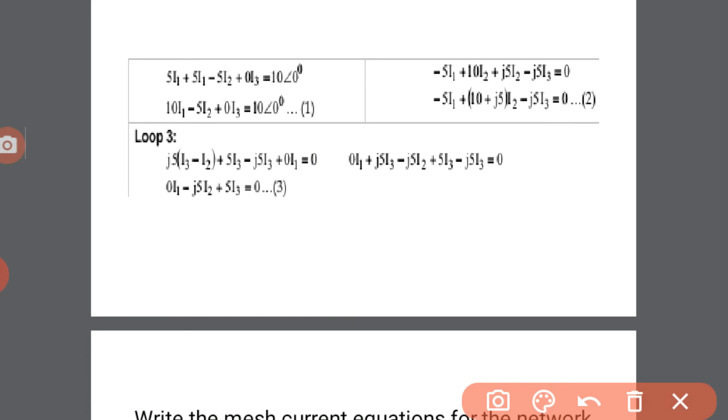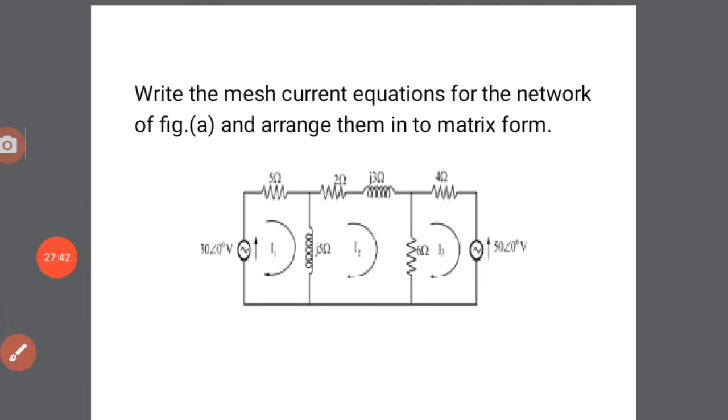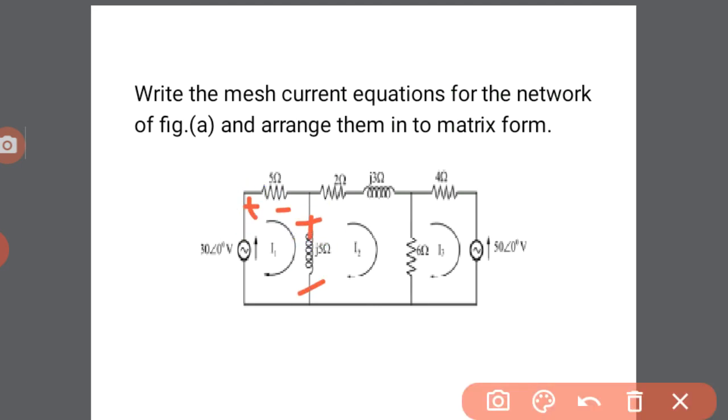Next equation for loop 2, minus 5 into I1 plus 10 plus J5 into I2 minus J5 into I3 equal to 0. Next third equation, 0 into I1 minus J5 into I2 plus J5 into I3 equal to 0. This is the way we have to write the equation for a given network. Okay, next, for another example: write the mesh current equation for the network and put them into matrix form. Same way, so again first go for the positive negative signs indication.